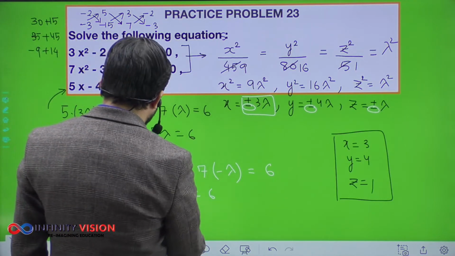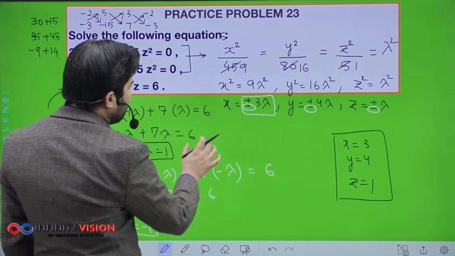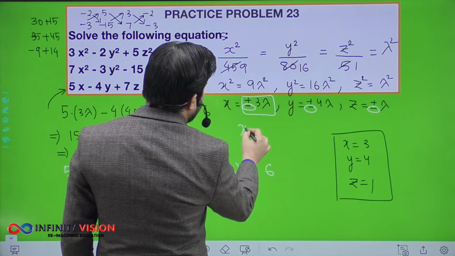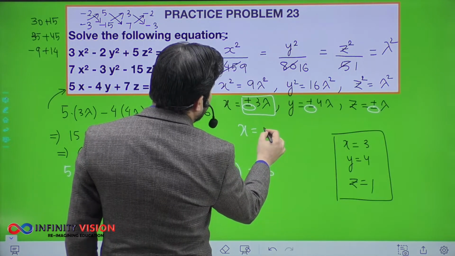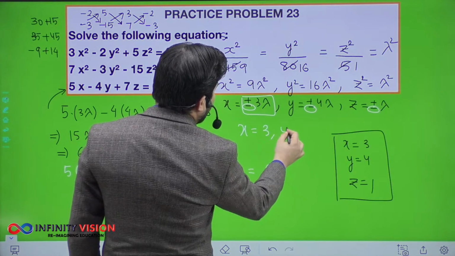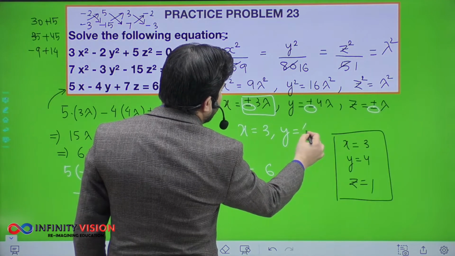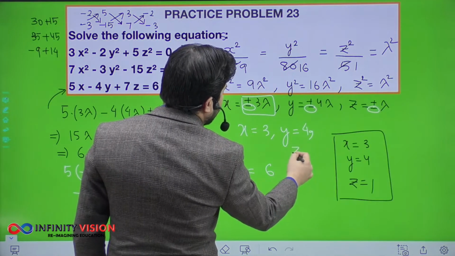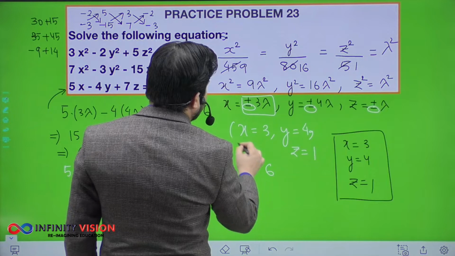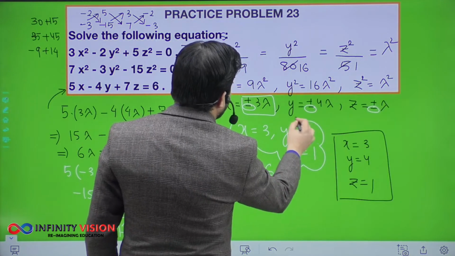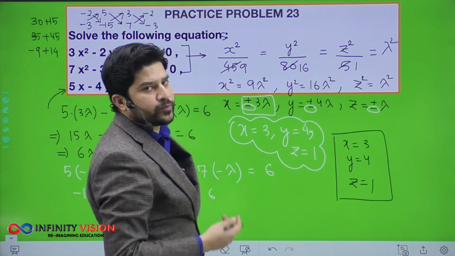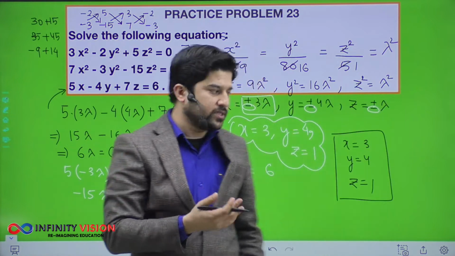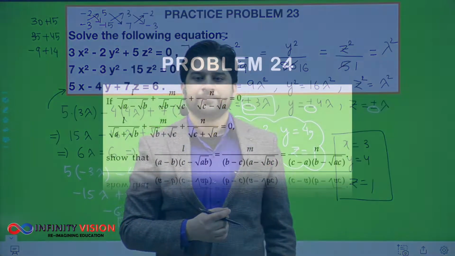Now when you try to put minus 1 in this equation, you will again get x is equal to minus 3 into minus 1, that is 3. Y is equal to minus 4 into 1, that would be minus 4. And z would again become 1. So again you got the same solution. So no matter whether you take the lambda as positive or negative, the answer would come out to be 3, 4, 1.